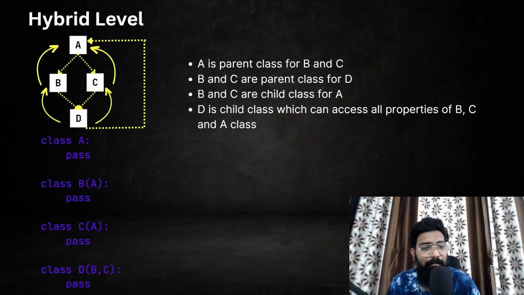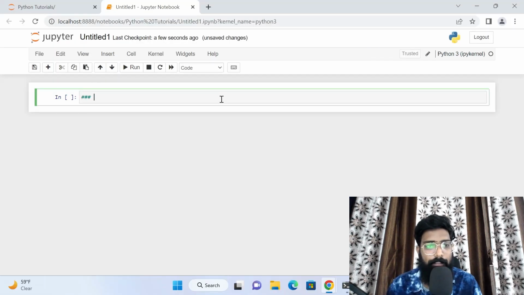And the implementation will be class A pass, class B is inheriting all the properties from A, then class C, which is again inheriting all the properties from A, and class D, which is pointing to B and C. So B is a parent class and C is a parent class for D. Here only one thing that we have to remember is MRO, method resolution order, which we are going to see in detail when we write practical code. Okay, so let's see inheritance in OOP.